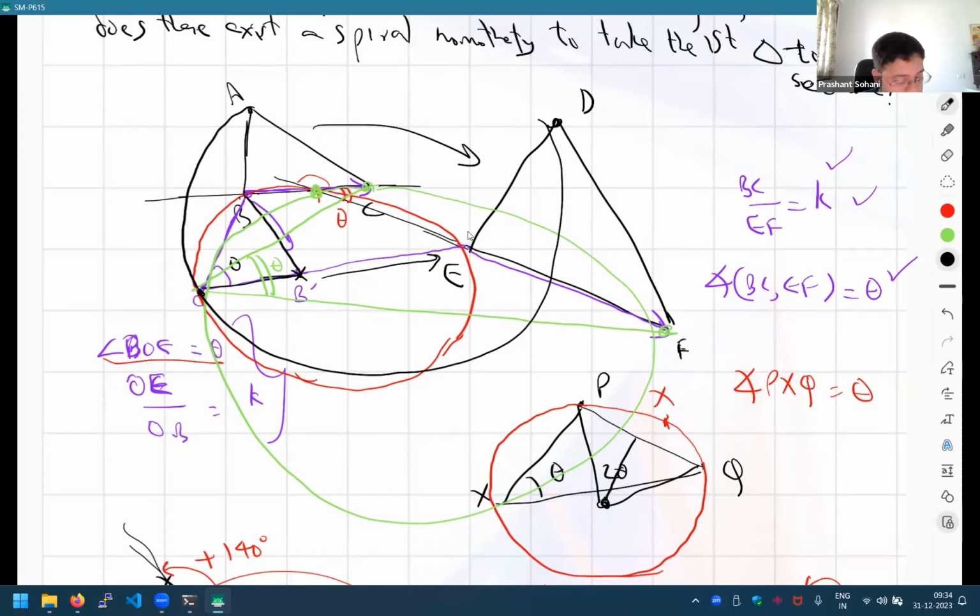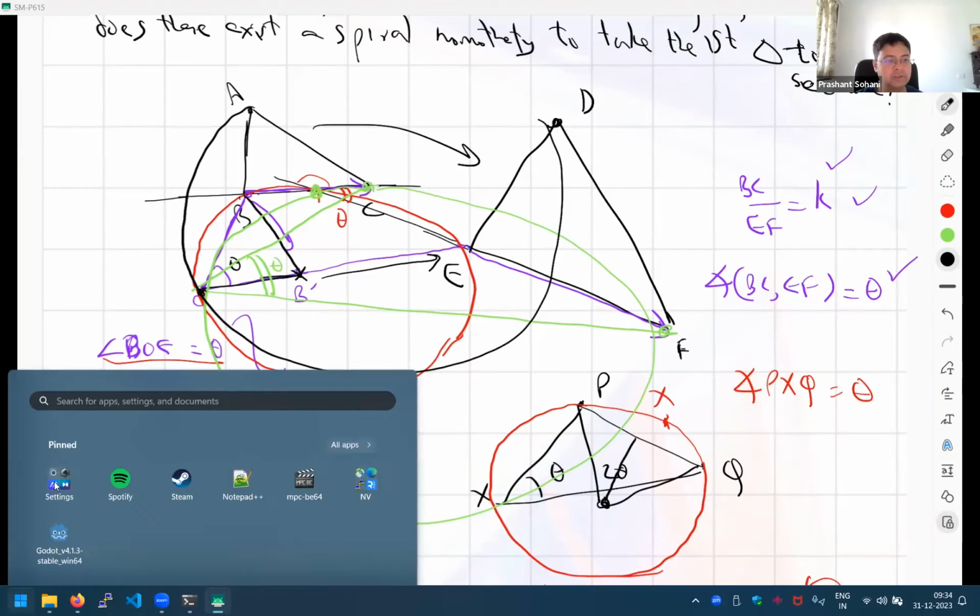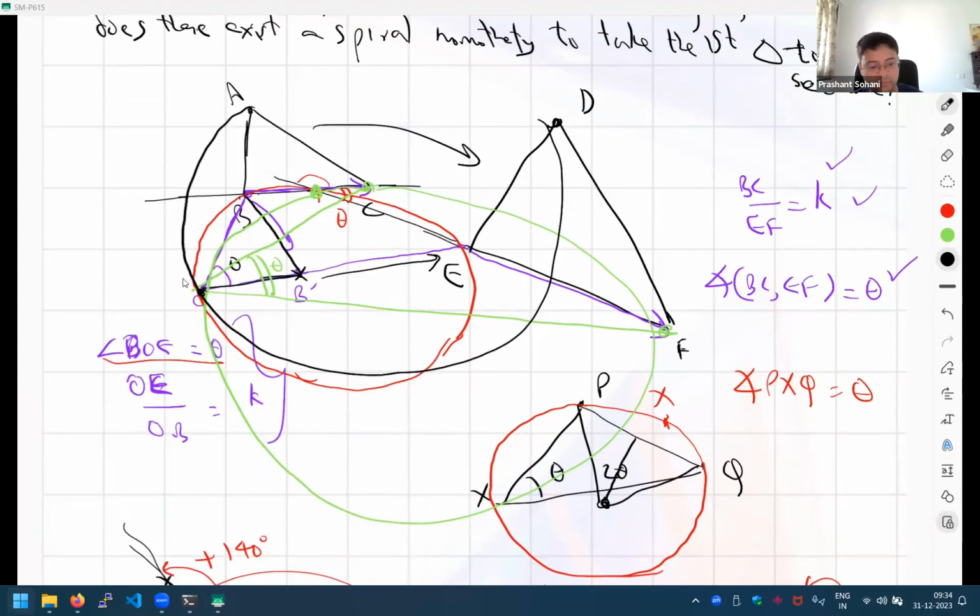So in general, you are going to get some point around which all these three circles pass, okay, with angle theta. Okay, let me just show this in actual practice, how this looks in GeoGebra.